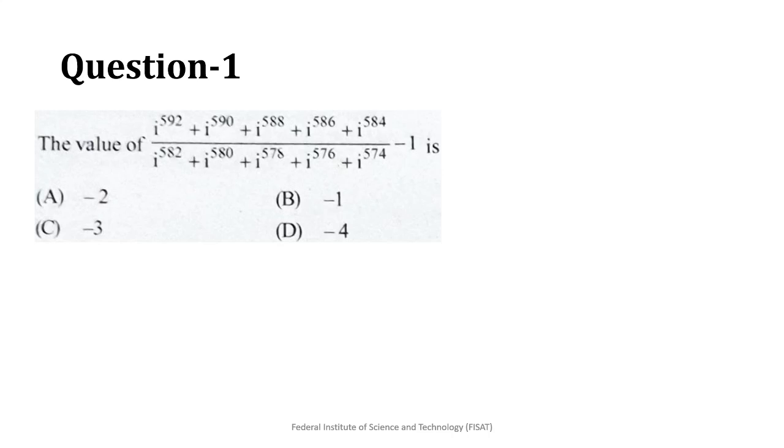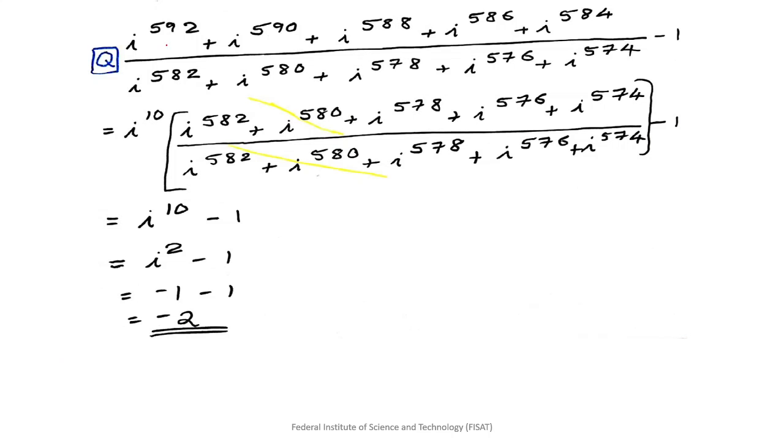Next is a question. i to the power of 592. Seeing it is a very big number, but you can use the same concept here also. Here again, considering the numerator and denominator, you can see that the terms in the numerator are all 10 times greater than, not 10 times, 582 plus 10 is 592. So you can take i raised to 10 outside in the numerator. So the remaining will be i raised to 582 plus i raised to 580 plus etc. The numerator and the denominator get cancelled. The remaining is i raised to 10 minus 1.